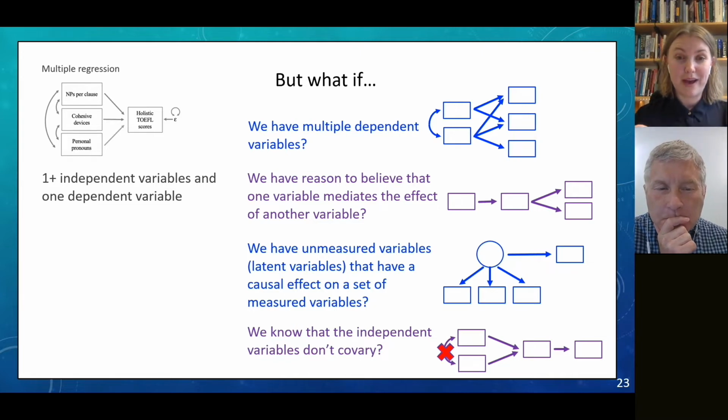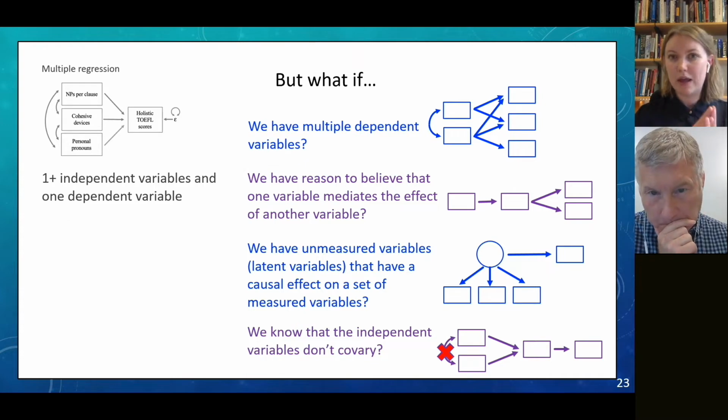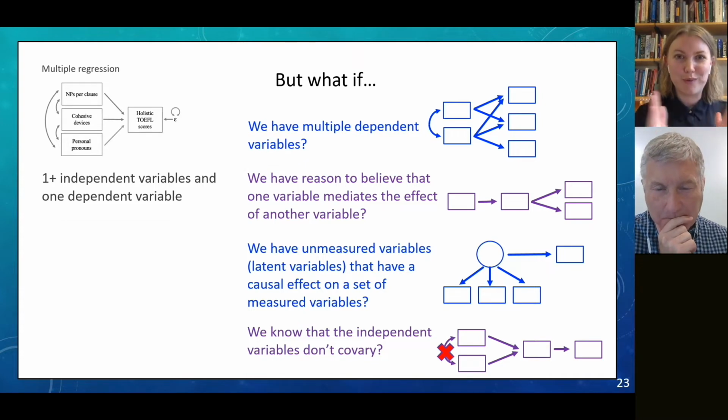Or what if we have unmeasured variables, so-called latent variables, that have a causal effect on a set of measured variables, or something like this? Again, we figured two hours, we won't have time to go into that, but there's a lot more to learn about latent variables and that world.